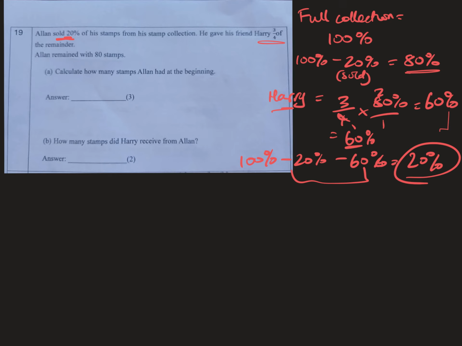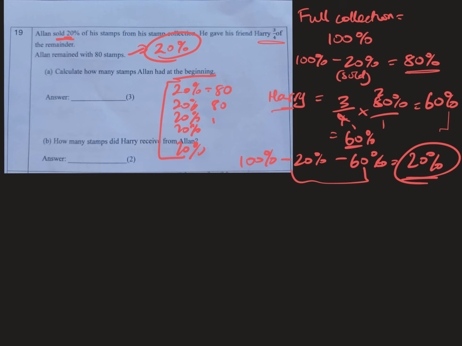Now, this is the important part. Alan remained with 80 stamps. So that 80 stamps represents 20%, because that's what we have left. Calculate how many stamps Alan had at the beginning. He had 100% at the beginning, right? And if 20% is 80, and if we want to get this up to 100%, another 20, another 20, another 20, and another 20. This will be 5 twenties, which is 100%.